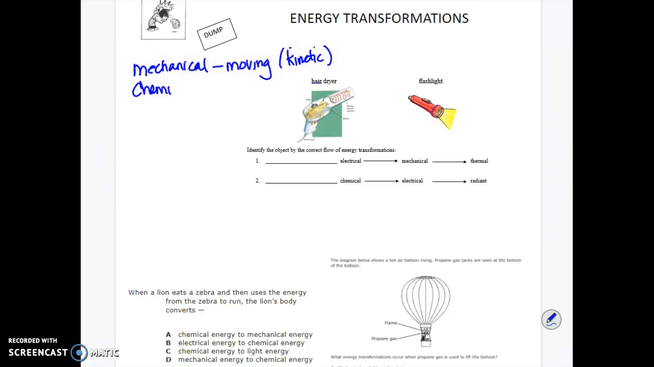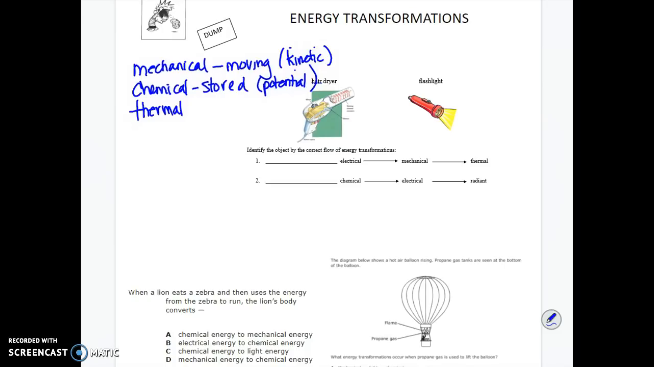Chemical. Chemical is a big one, guys. That is stored energy. Like food is chemical energy. It's stored in that food until we eat it, and then our body uses it. Batteries are chemical energy. Gasoline, it's there until it gets used and burned up.